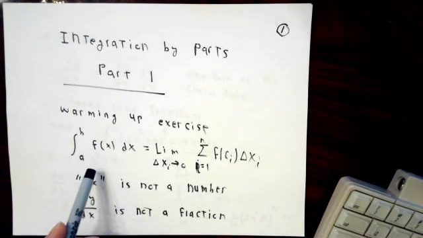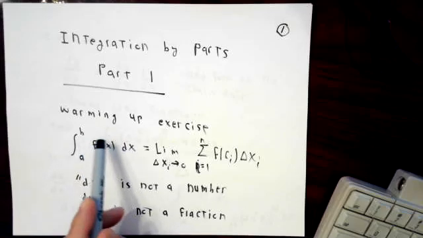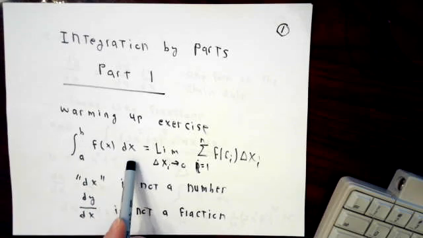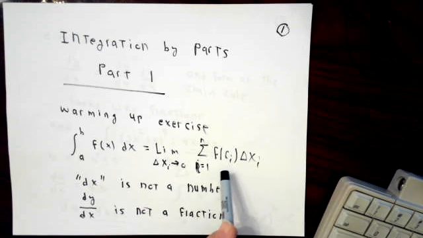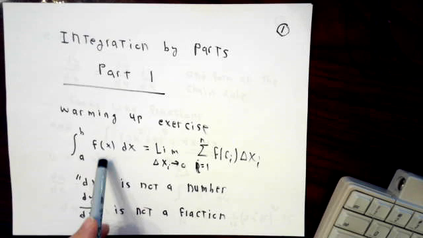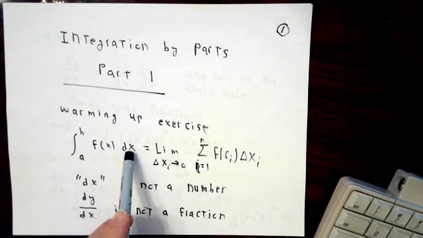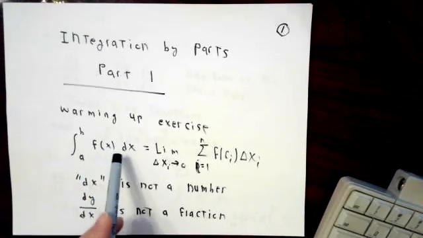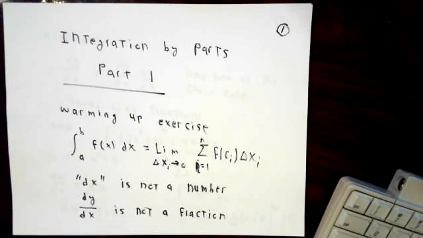In the integral, this is the name of a function and the name of the independent variable. This really is just kind of a bookmark. It reminds me of what the variable of integration is. Also, the way it's written reminds me of function value times delta xi. But really, in this integral, this is not multiplication. Dx is not a number. And this is not f of x times a number dx.